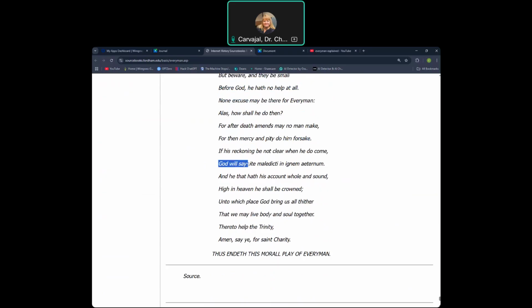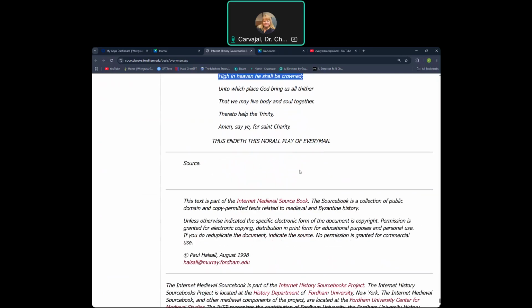Keep in mind, God is going to essentially tell you whether or not you're going to go to heaven. It says, ite maledicti in ignem aeternum. So in other words, if you're bad, you're going to go to hell for eternity. And if you're good, then high in heaven you'll be crowned and you'll live as God. So there it is. That's it.